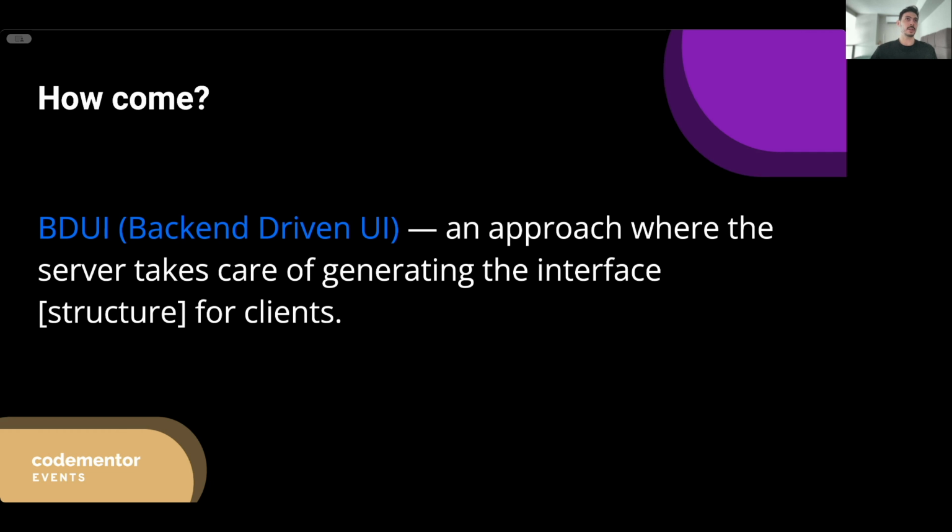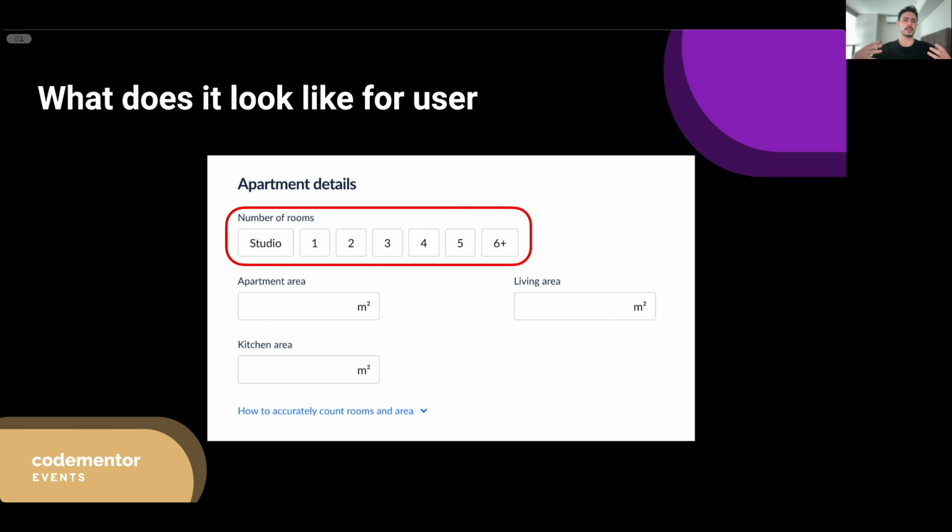So the answer for us was this backend-driven UI approach, which is basically when clients stay agnostic of what UI they will need to show. They only need to become some sort of an engine that passes along info from the backend, and the responsibility of the backend would be generating the interfaces. For the user, this would look like a normal UI. Nothing should really change because we don't want to sacrifice our user experience. We also don't want any limitations for our designers.